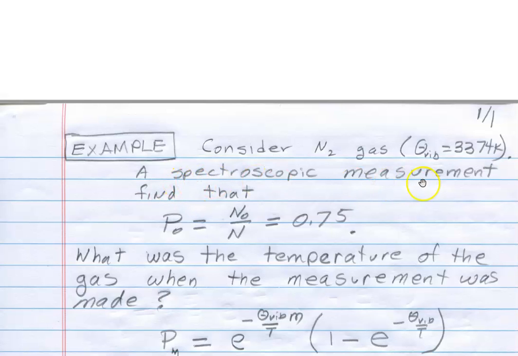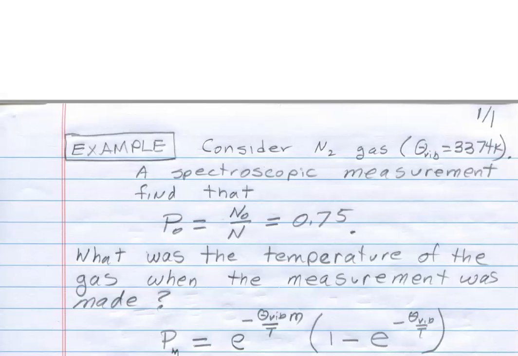And then they tell you that a spectroscopic measurement finds that the number of particles in the ground state to the total number of particles is 75%, or so 3/4 of the particles are in the ground state. And then what's asked was what's the temperature of the gas when this spectroscopic measurement was made. And they don't really say that this is vibrational, but the fact that they give you the theta vibrational up here says they're looking at just the vibrational mode.